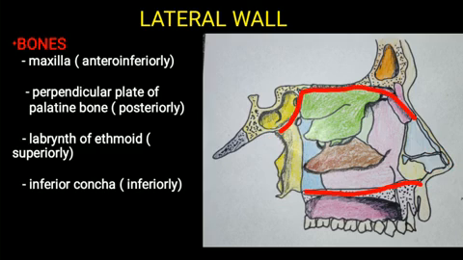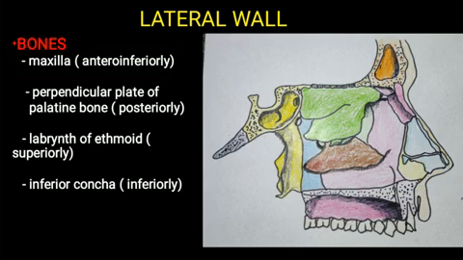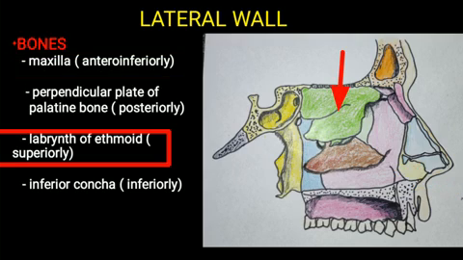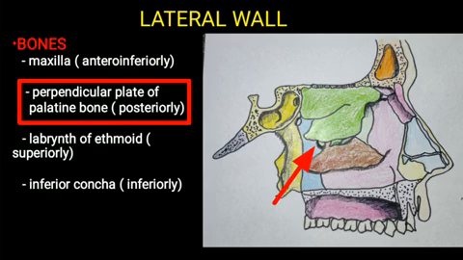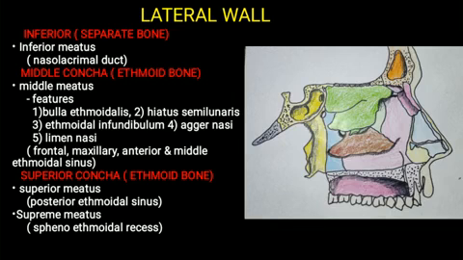Now we should see about the most important lateral wall and the medial wall of the nasal cavity. The lateral wall of the nasal cavity is formed by the following bones: antero-inferiorly by the maxilla, superiorly by the labyrinth of ethmoid, posteriorly by the perpendicular plate of palatine bone and inferiorly by the inferior concha. The bony lateral wall, covered by the mucous membrane of the respiratory epithelium, projects medially as a curved plate, forming three nasal conchae or the turbinate bones.